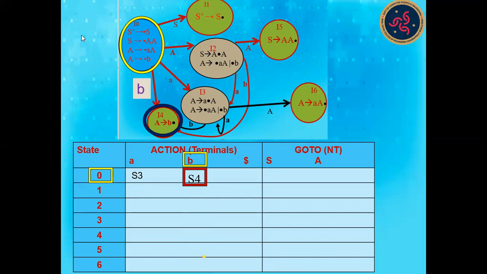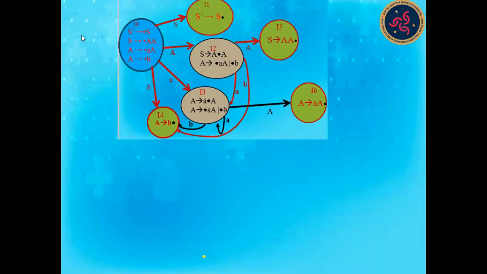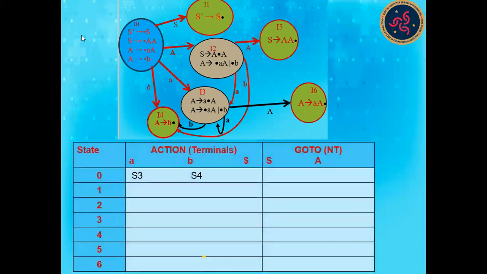There is no entry for the dollar symbol. For the state I0, no symbol is derived for the dollar symbol, so you have to mark that. Next we have the non-terminal symbols S and A. Next we can do it in the go-to part. We can move to the go-to part at the state I0. When capital S is read, then it will move to I1.